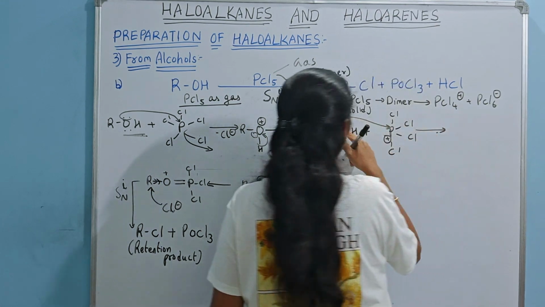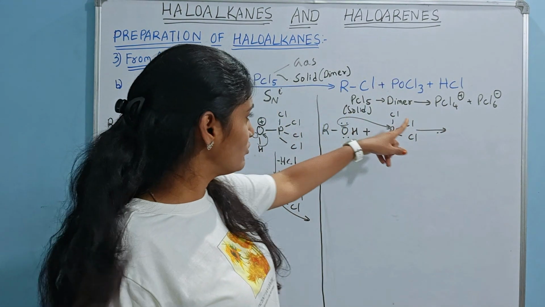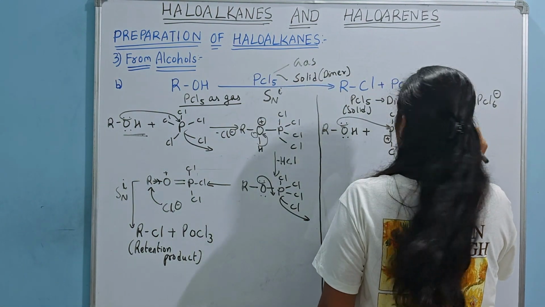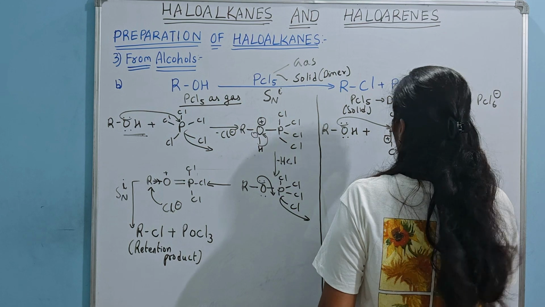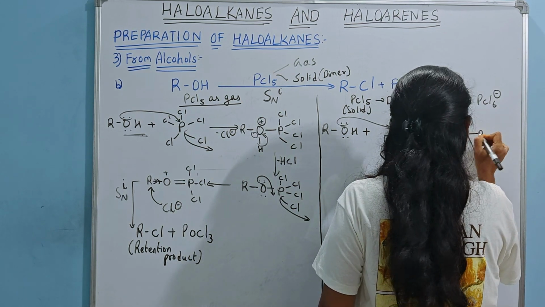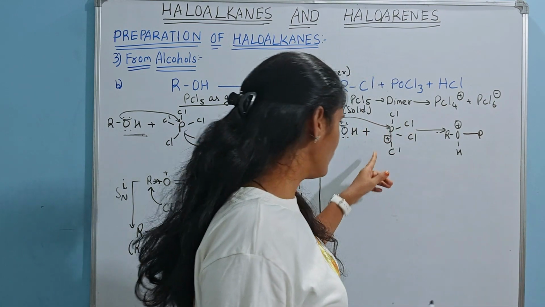So what will happen here? Oxygen attacks by giving its lone pair of electrons. So what do I get here? Oxygen will have its positive charge. Here I have my hydrogen. Now what do I get here? Here I have my phosphorus. Phosphorus will now not have its positive charge.